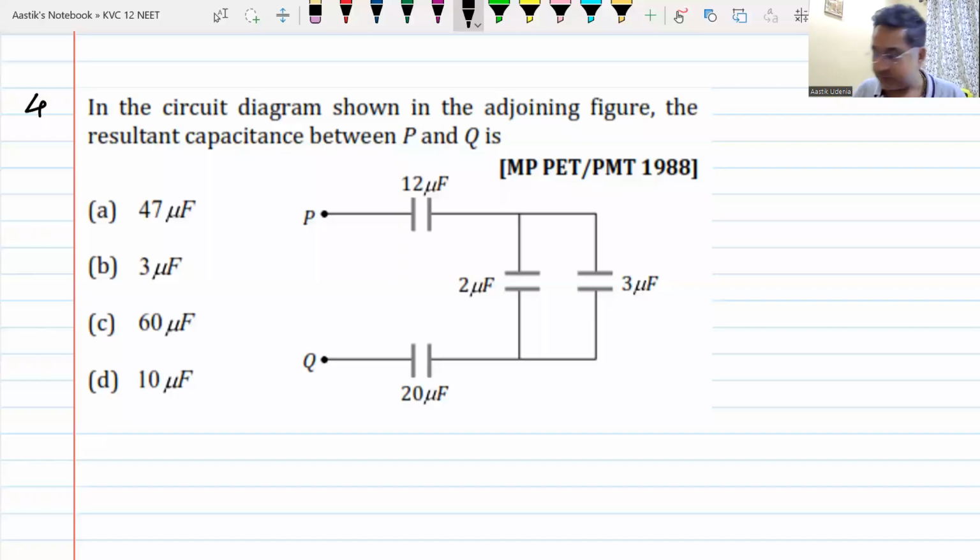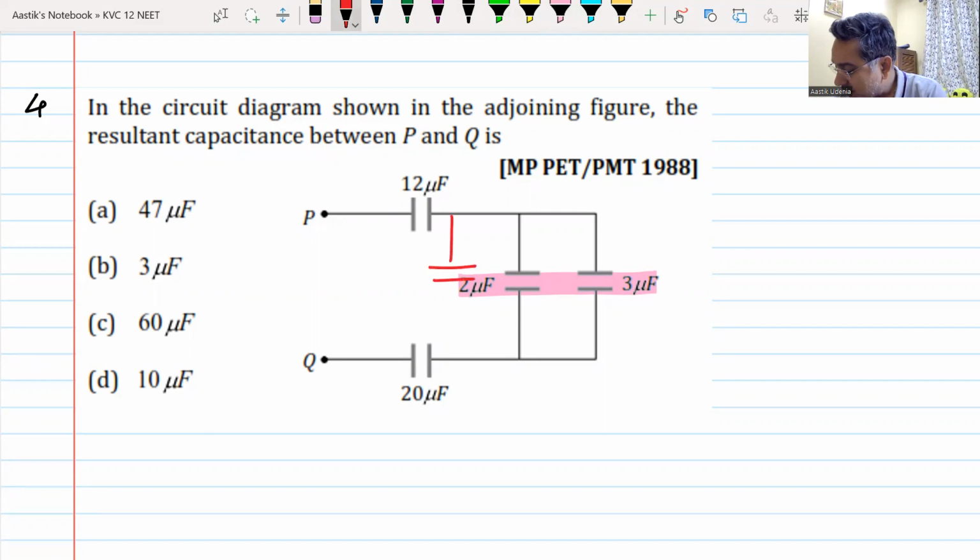Try it. Option B is the correct option, my dear friends. 3 microfarads is the eventual answer. How are you supposed to do this? As soon as you see this question, you see that this 2 and this 3 are in parallel. One plate is connected to one point and the other plates are connected to the other point. So basically these two are in parallel.